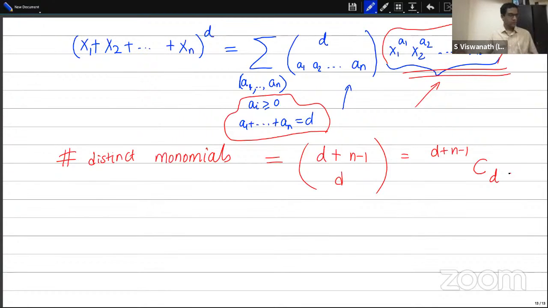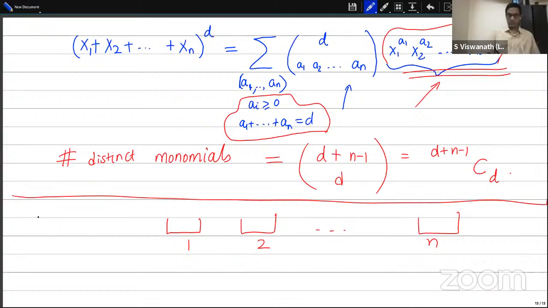Great. So that's the situation. What we said is that all these combination with repetition problems can be thought of as the following balls and boxes problem. I have n distinguishable boxes. So the boxes are labeled, but the balls are not. So the boxes are labeled or distinguishable. The balls are not.